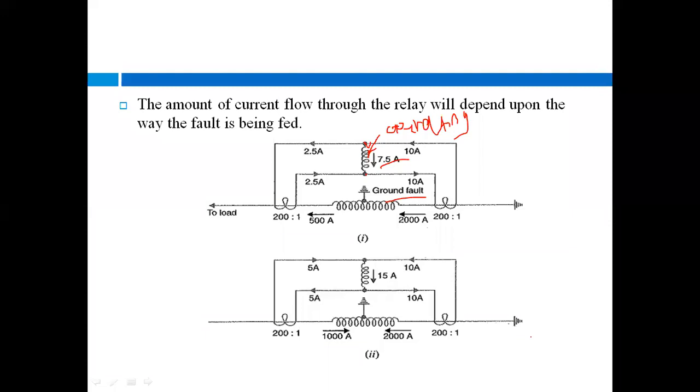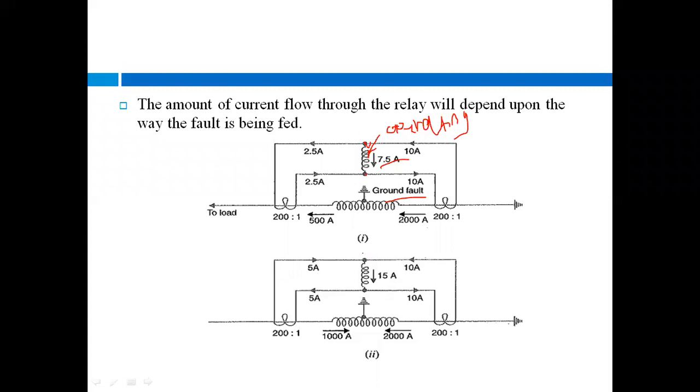Now here one current is incoming and the other one is outgoing. So as per the symbols, we just subtracted 10 minus 2.5. That means 7.5 ampere current will flow through this operating coil. Now if we consider two cases, again 10 ampere current is there and another is 5 ampere, but just see the directions.